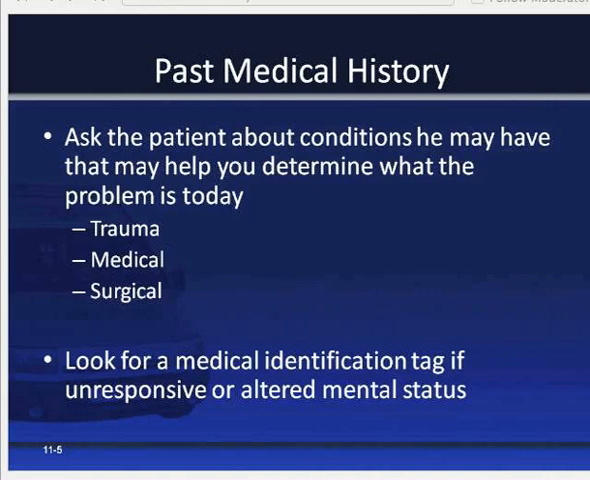Ask the patient about conditions that they may have that may help you determine what the problem is today. If time permits, ask about childhood illnesses and immunizations, adult illnesses, accidents and injuries, physical disability due to previous illness or injuries, recent hospitalizations, or surgical procedures. If the patient is unresponsive or has an altered mental status, look for a medical identification tag, look for medication patches, look for surgical scars.